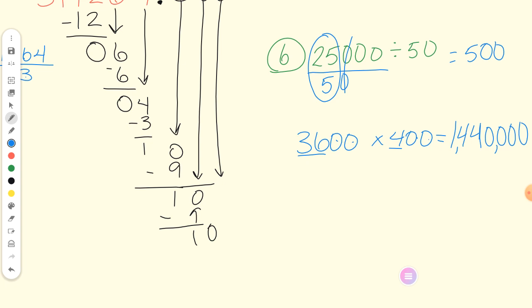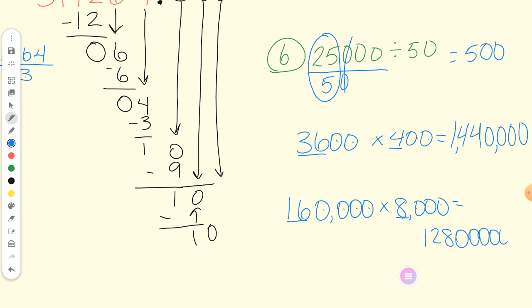Okay, there was a typo there. I put quotient, but I told you to find the answer. Next one, 160,000 times 8,000. 160,000 times, is it 8 or 80? 8,000. First thing we had to do was 16 times 8. What's 16 times 8? 128. And then there was 1, 2, 3, 4, 5, 6, 7 zeros.